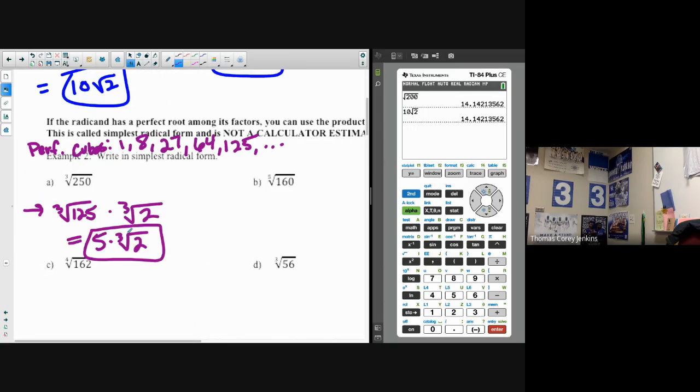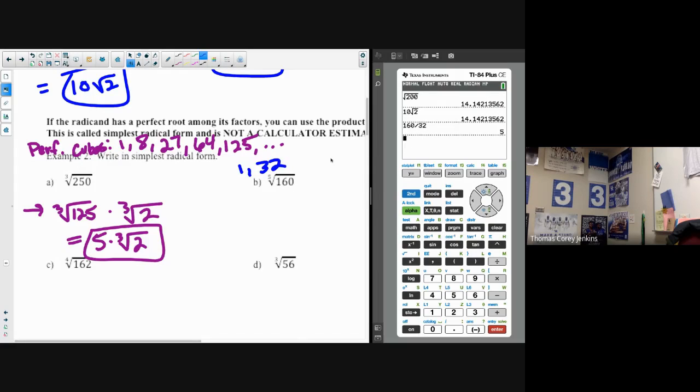All right, looking at the next one, the 5th root of 160, right? So now we're thinking 5th powers are going to be really big. So let's think about our perfect 5th powers. 1 to the 5th power is 1. We never care about that one, but I'll list it anyway. 2 to the 5th power is 32. So let's see if 32 goes into 160. I believe that it does. So there you go. You could keep going, but we don't need to at that point.